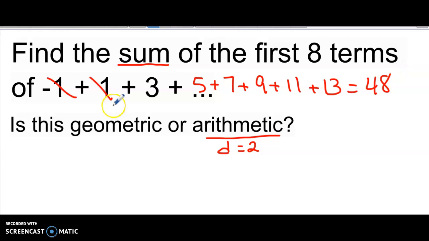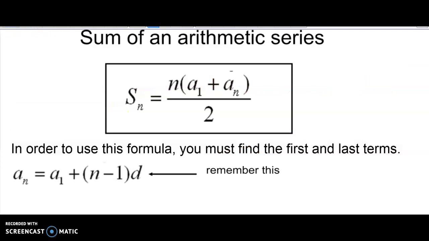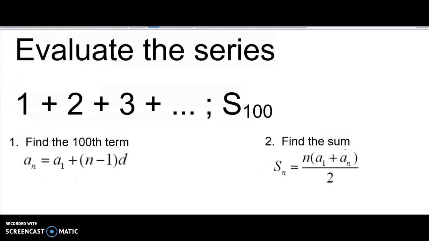There is a formula that would help us out with all of this information. And here's your formula for an arithmetic series. Copy down this formula, pause your video so that you can copy it down. In order to use this formula, you must find the first term, your a sub 1 term, and your a sub n term. And remember, your formula for finding a sub n is this formula. You should already have it written down on a piece of paper. When you finish copying, go ahead and start the video again.